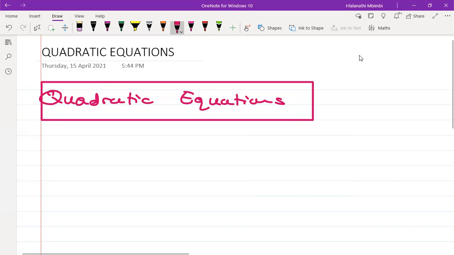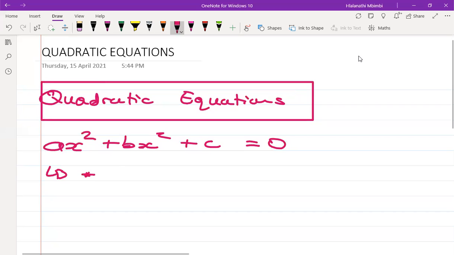Quadratic equations have a form of ax squared plus bx plus c is equal to 0, right? They have that form. And when you're solving quadratic equations, you need to always ensure that the right-hand side, or any of the sides, but recommendedly, the right-hand side is equal to 0.